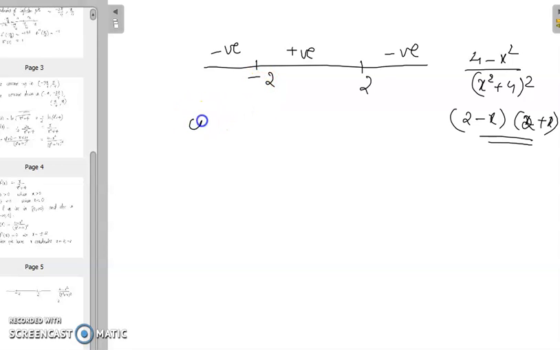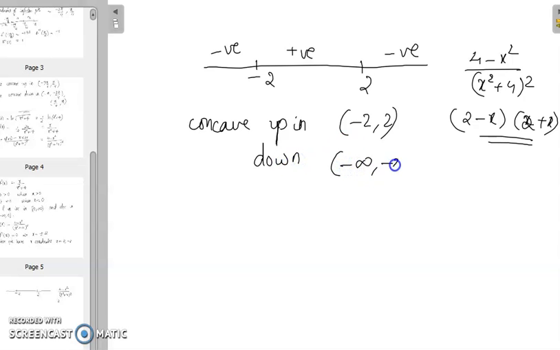So therefore concave up in minus 2 to 2, and concave down will be minus infinity to minus 2 and 2 to infinity. So that is the intervals of concavity.